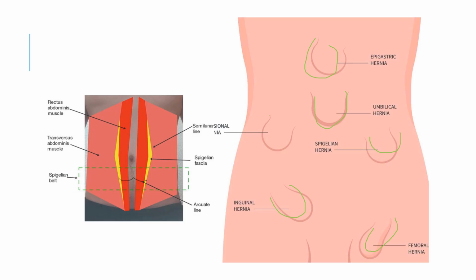Spigelian, what is it? There is rectus abdominis muscle, as you know, and there is transversus abdominis muscle. In between that, what you have is called the spigelian fascia. Through that, if something is protruding out, it's called a spigelian hernia.